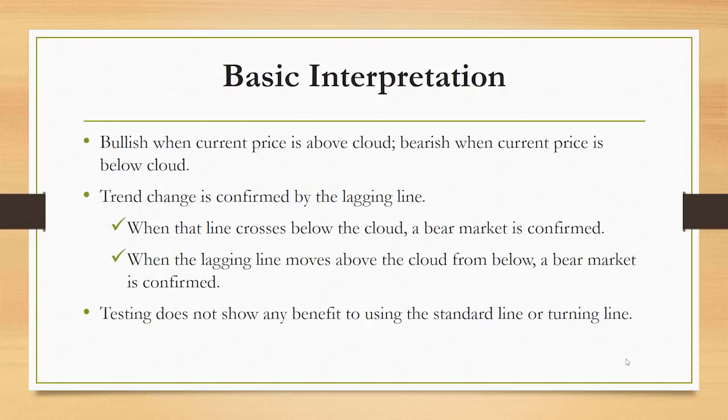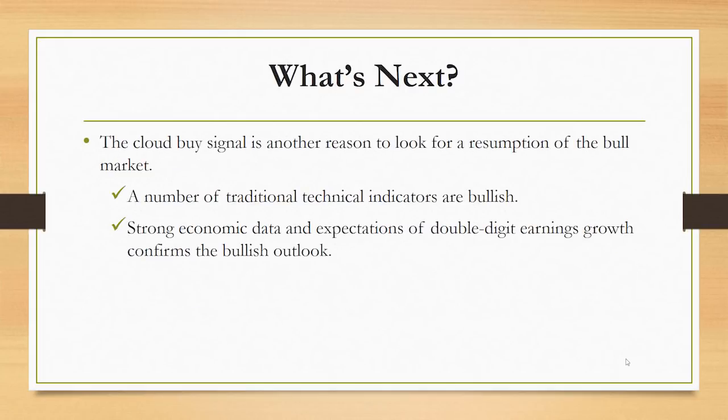Now, testing doesn't show any benefit to including the standard line or turning line, but testing does show market-beating returns if we simply get out of the way when the cloud interpretation is bearish. That's why it's a bullish interpretation. We tend to beat the market over the different time frames by 2 or 3 times a buy and hold return if we avoid the bear markets that the Ichimoku cloud signifies.